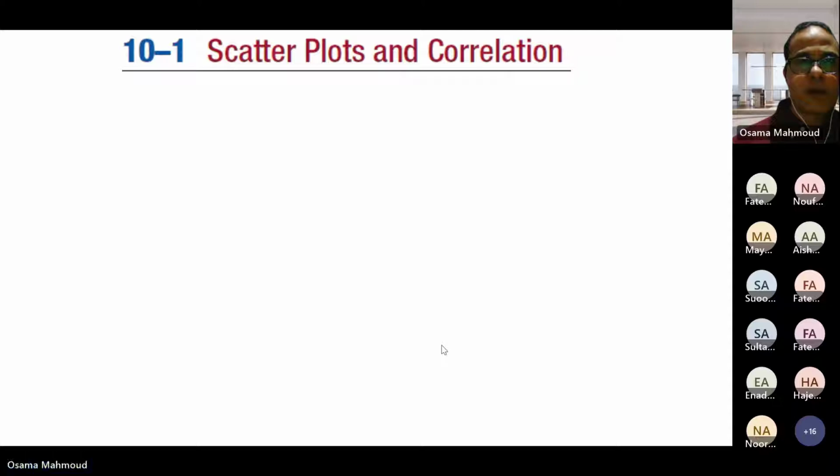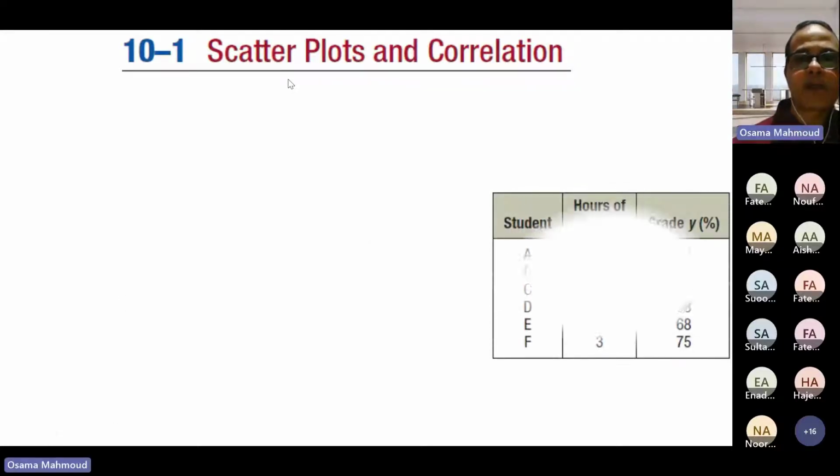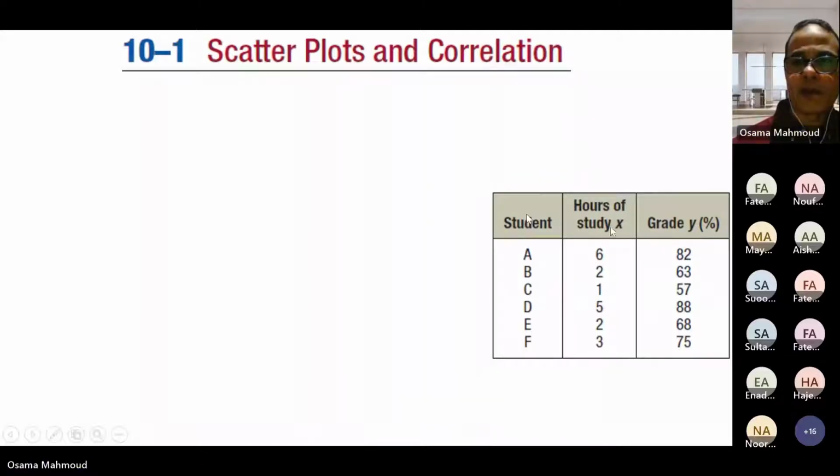We know some charts or graphs we have studied, like histogram, polygon, bar chart, pie chart. Today we have a new graph. We call it the scatter plot. The scatter plot is for two variables, X and Y, with quantitative data. Each point has an X value and a Y value, so we will have an X coordinate and a Y coordinate. The X coordinate is the horizontal coordinate and Y is the vertical coordinate.